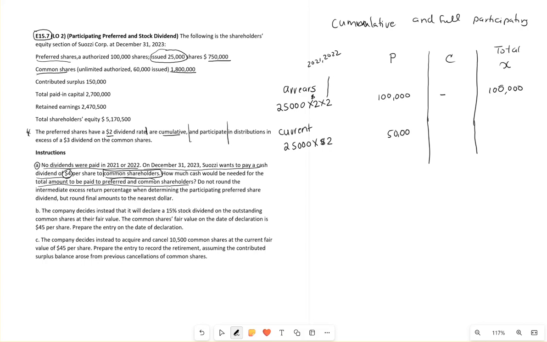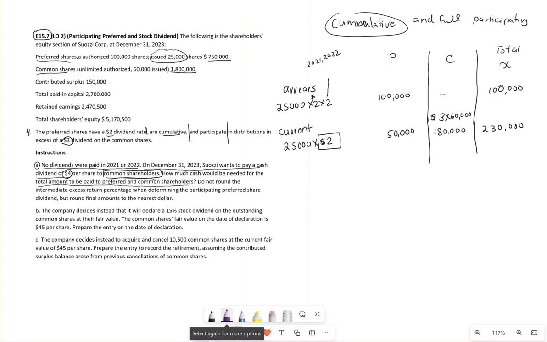That is your 50,000. So we dealt with the cumulative, now we're dealing with the participating. When you're doing a participating, they are telling us the distribution in excess of $3 dividend to the common. So for the current year, if we pay them $2 and we owe them the $3, their share will be $3 according to their ownership, or according to their number of shares issued. In this case, it will be 180,000. So we automatically paid 230,000.